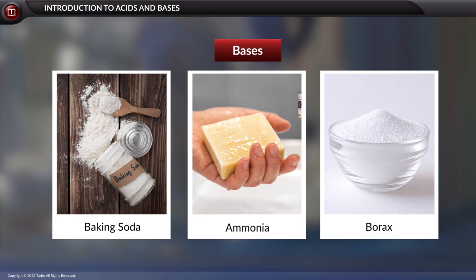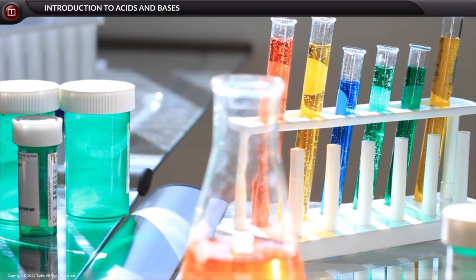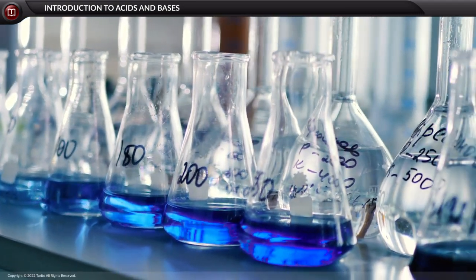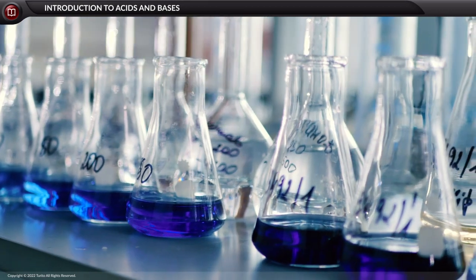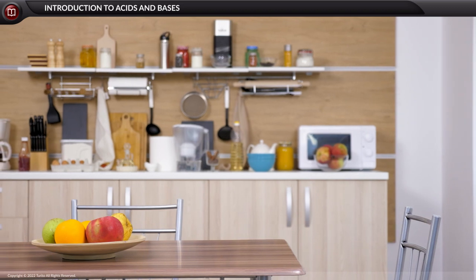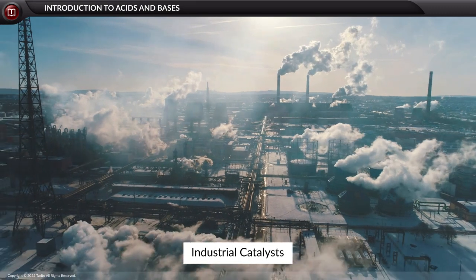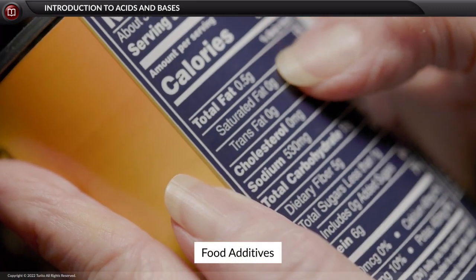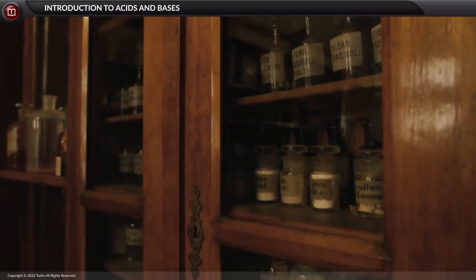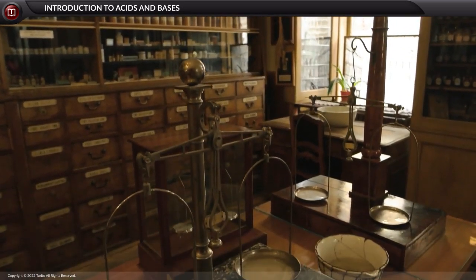How did all these start? In modern chemistry, we have a sound understanding of acids and bases. Also, few of the bases are called alkali. No doubt, acids and bases pervade our lives from the laboratory to the kitchen, and these crucial substances are used as laboratory reagents, industrial catalysts, food additives, and cleaning products. However, throughout the history of chemistry, it took centuries to understand these substances fully.